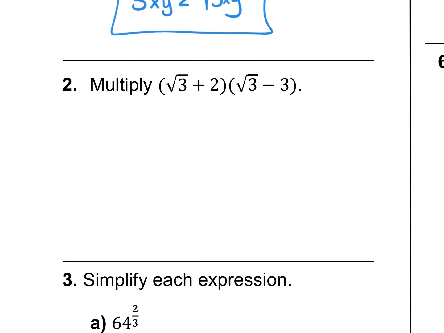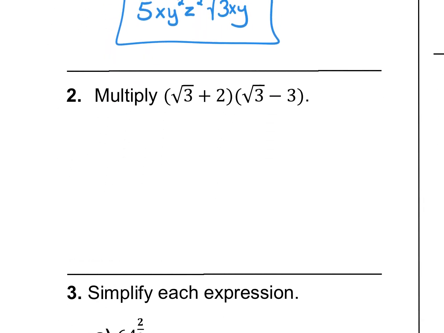All right, number 2 says multiply. Here we have 2 binomials. What I mean, we have 2 sets of parentheses that have 2 terms in them. What do we do to solve this here? We have to distribute. So if I start with square root of 3 times square root of 3, what's that turn into? Square root of 9. Remember, we're multiplying. Square root of 3 times negative 3. Negative 3, square root 3.